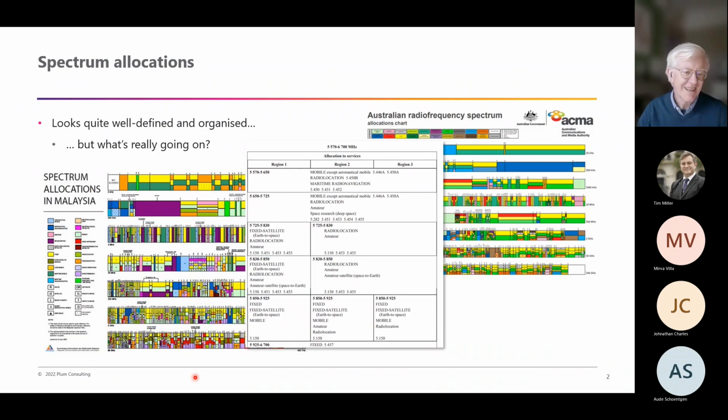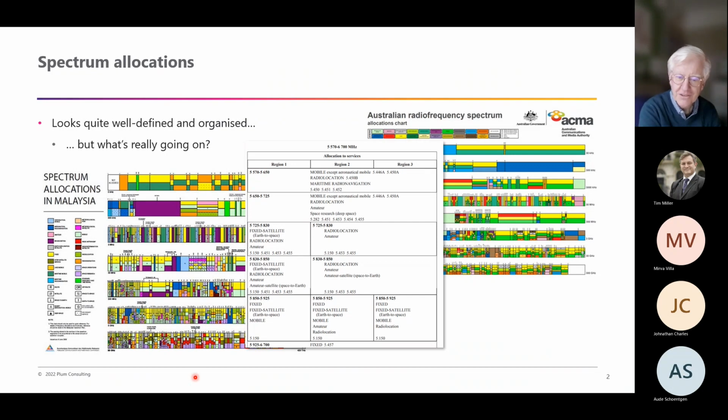I'm going to talk today about how we can understand in reality what's occupying the radio spectrum, what the characteristics of different pieces of the spectrum are. If you look at the radio regulations or national charts of spectrum allocation, everything looks quite well defined and tidy. You've got different services allocated in different bands, and you've got hard edges between the bands.